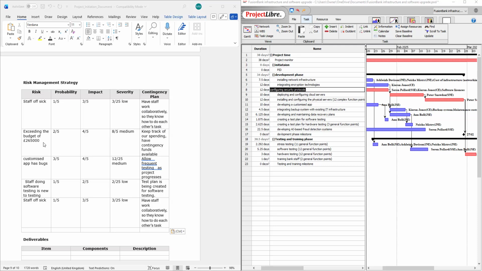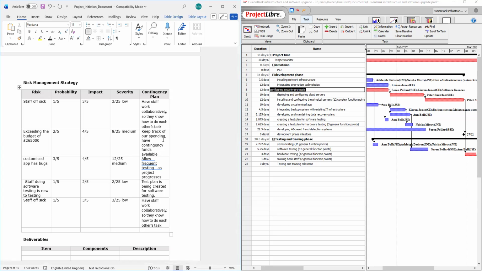Exceeding the budget is a risk. Yes? You give it a probability of 2 out of 5, 4 out of 5 with the impact, and then 8 out of 25, which is medium. So what you're going to do for your contingency plan in this, keep track of our spending and have a contingency fund available. That's how you do risk. Yes, you're preparing for if it happens.